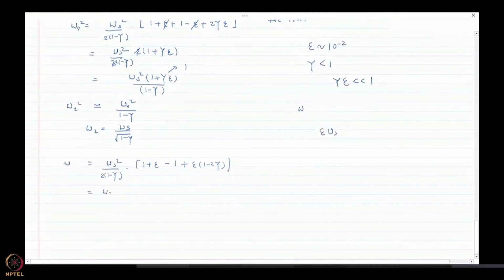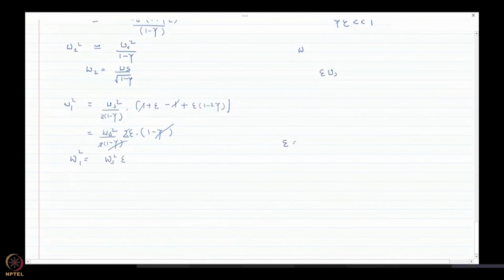Okay, when I do this, I will get this as omega square 2 (1 minus gamma). This will cancel off. I'll have this epsilon common, I will take it, and this would become 2 minus 2 gamma. If I take 2 outside, it would be 1 minus gamma, which cancels off here. Okay, 2 will cancel off and I will get omega square. Remember, this is omega square, and this is omega 1 square. So this would become omega s square times epsilon.